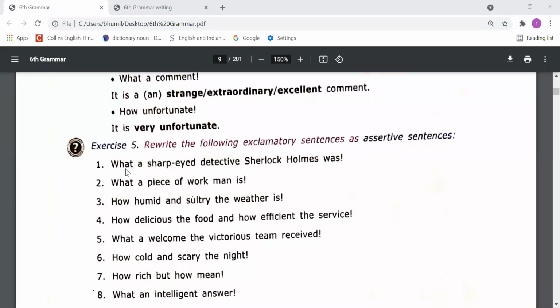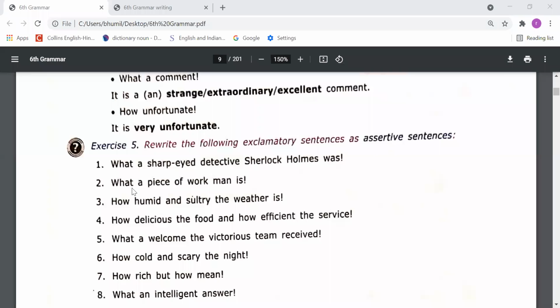So first sentence is: "What a sharp-eyed detective Sherlock Holmes was." This is an exclamatory sentence, and we need to make this sentence into an assertive sentence. So first of all, we will use the subject. What is the subject? Sherlock Holmes. So we will say that Sherlock Holmes was a great sharp-eyed detective, right? Instead of what we have mentioned here, "great," because we need to show that initial force with some other words when we are going to make assertive sentences, right?